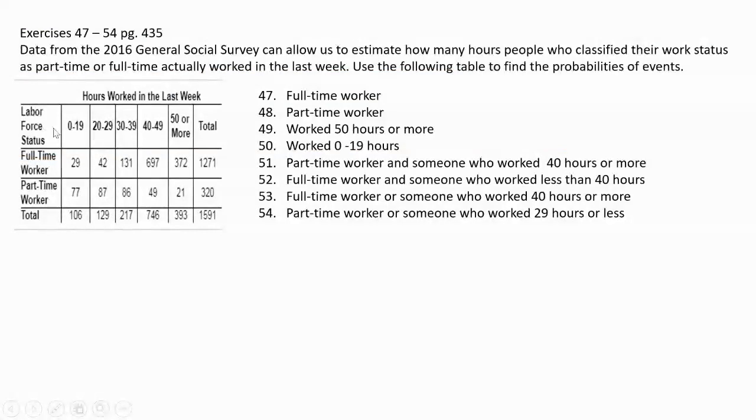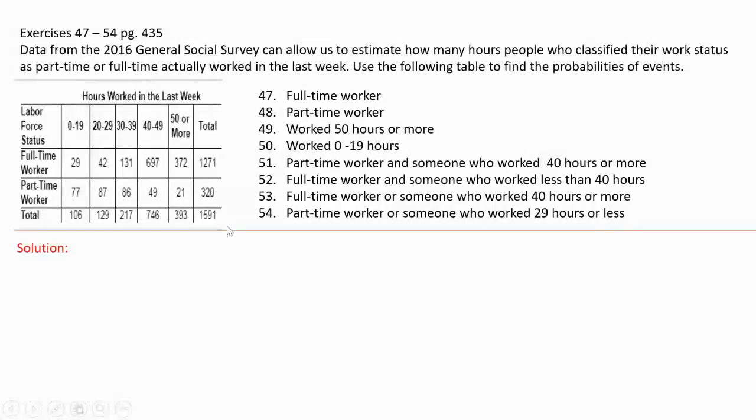And here comes exercise 47 to 54 on page 435. It says, data from the 2016 General Social Survey can allow us to estimate how many hours people who classified their work status as part-time, full-time actually worked in the last week. Use the following table to find the probability of the event.